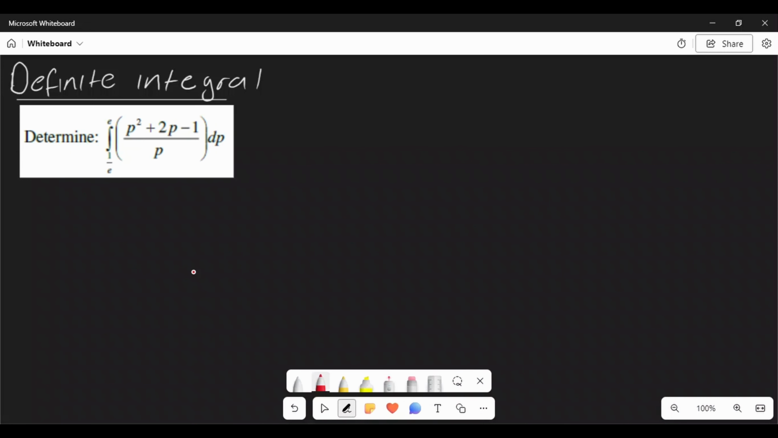Today with this video we'll be doing this integral. As you can see, this is a definite integral because we have the upper limit and the lower limit. So you can pause this video and let's see if your answer is going to be the same as the answer that I'm going to get at the end of this video.